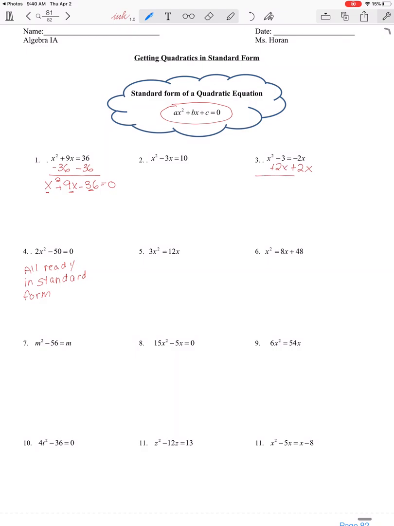Now here is where everyone makes the most mistakes. This negative 3 here and this positive 2x, those are not like terms. So please, please, please do not combine them. Do not add them. You're going to say, okay, so I need that x squared. Then the bx comes next. So my positive 2x is what will come next, minus 3, and then we have equal to 0. So I have my standard form.